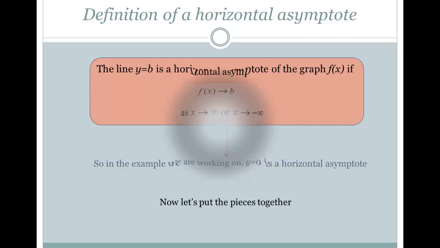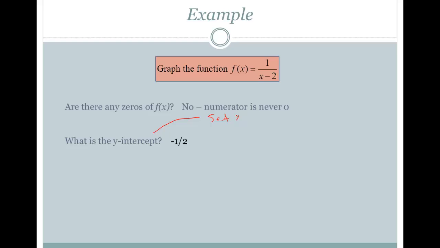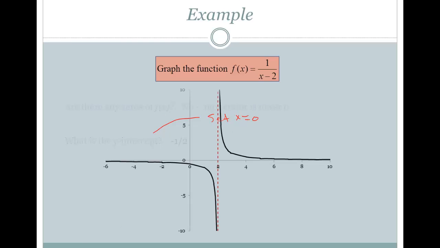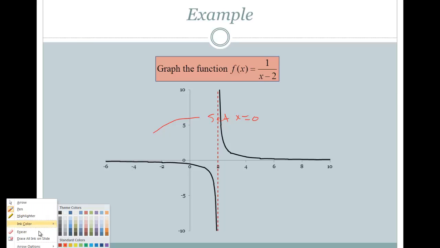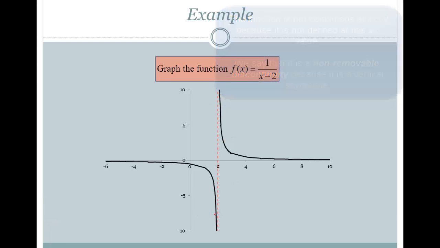Let's put all the pieces together. Okay? So if I want to look at this graph of 1 over x minus 2, are there any zeros? Well, you should see that there are no zeros because the numerator is never 0. The y-intercept, I said x equals 0, I get negative 1/2. Okay, remember that to find this, we set x equal to 0. Okay, here's my vertical asymptote. My vertical asymptote here is the line x equals 2. Remember, from this side I went off to positive infinity, from this side I went to negative infinity, and here's my horizontal asymptote right here. Okay? Again, this is going to take a little bit of practice for you guys, and I can have more than one vertical asymptote, as we'll see in some examples later.